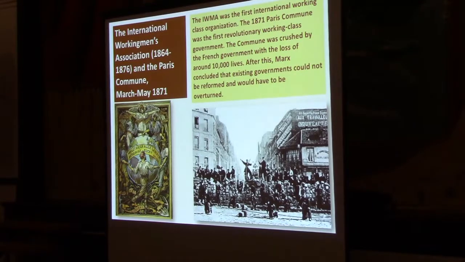It can't do a great deal, but it passes some social reforms in education and women's rights and so on and so forth, and is then violently crushed by the French government. They estimate at least 10,000 Parisians are slaughtered. Some estimates double that in the course of the suppression of the Paris Commune.